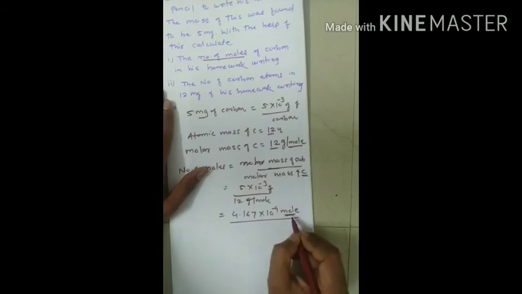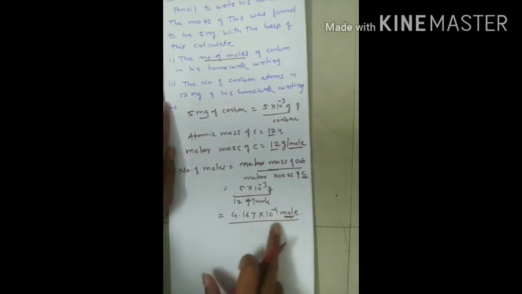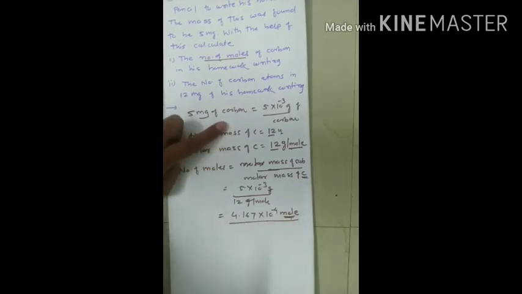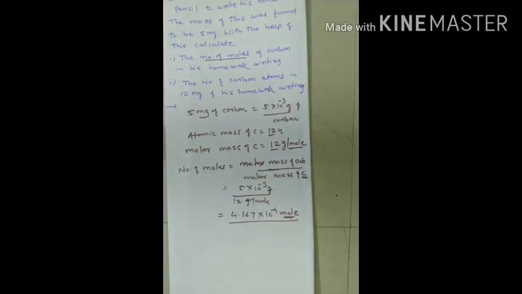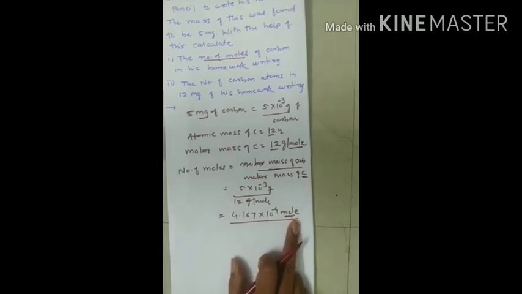You have to write the unit also, because we are calculating the number of moles, and this much amount of moles will be there in 5 milligram of carbon. So this is the short summary of the question. If we take a sample of 5 milligram of carbon, it contains 4.167 into 10 raised to minus 4 moles. That is why the units are necessary.